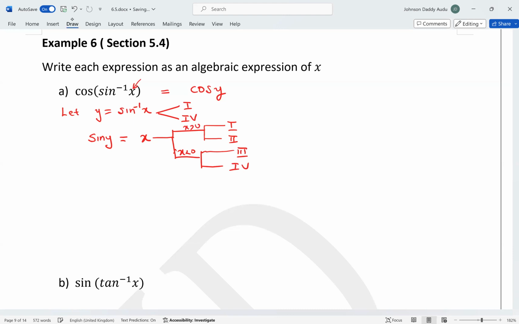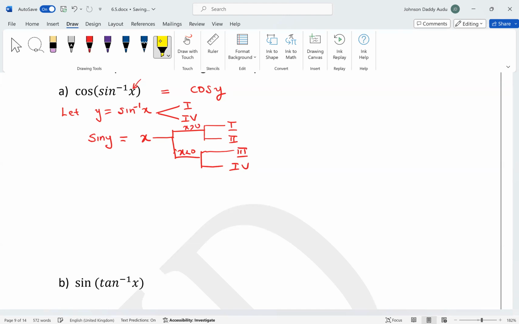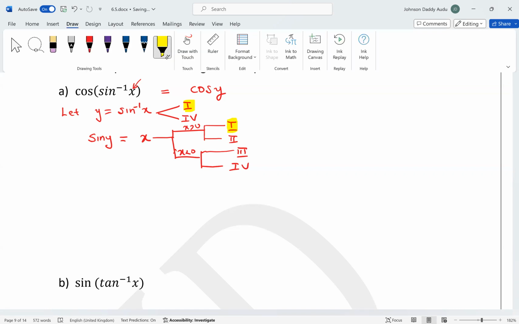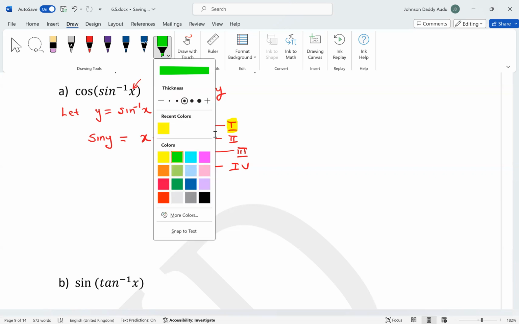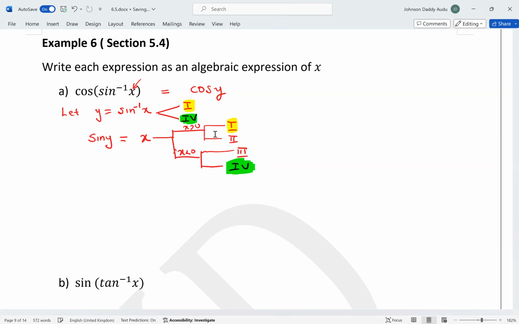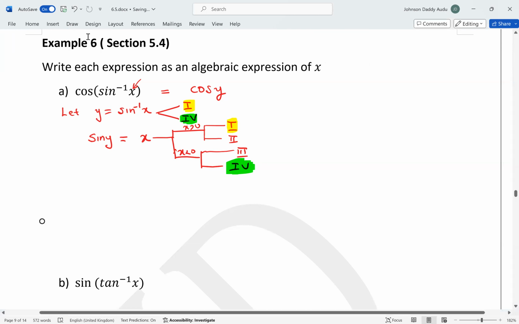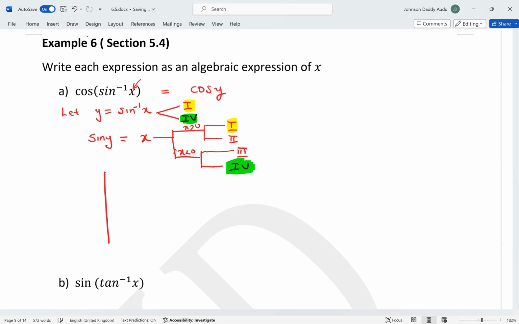So if we look at this now, what will be the common quadrant? The common quadrant will be here. You can see here you have the first quadrant, and also here there is the first quadrant. And then we will also have the fourth quadrant, yeah? Because we have the fourth quadrant here, and also here. So it means we have two quadrants that are common, the first and the fourth. So which means we will draw this. So this is the first and this is the fourth. We'll have something like this.